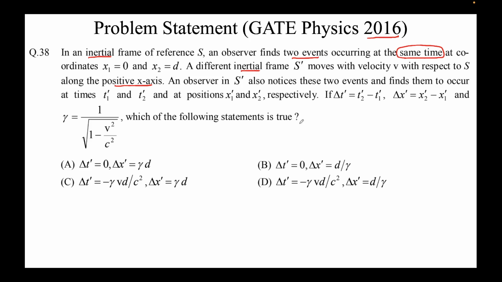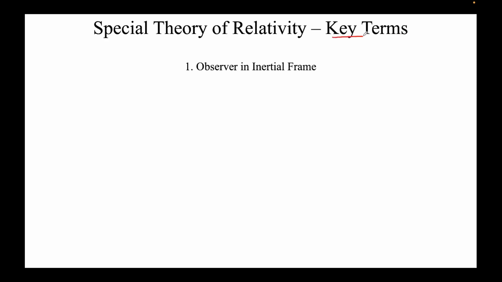Before we start solving the problem, let's have a look at some relevant concepts. There are some terms which keep coming over and over again in special theory of relativity, and it's good to visit them. So first is the inertial frame. So what are inertial frames? These are those frames of reference which are either at rest, that means their velocity is 0, or their velocity is constant. This means velocity is not a function of time. So those are the inertial frames.